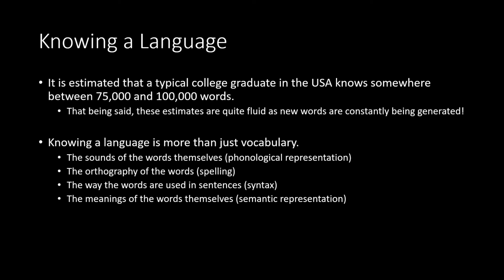So when it comes to knowing a language, at least for English in the United States, it's often estimated that the typical college graduate student, after they've graduated, knows between 75,000 and 100,000 words, which is pretty wild if you think about it. That being said, these estimates are not specific or hard boundaries by any means, primarily because new words are constantly being added to any particular language to deal with the fact that the world is constantly changing and our understanding about the world is constantly changing.